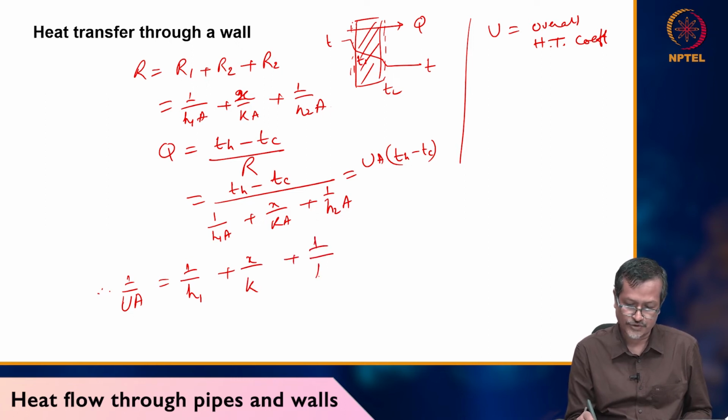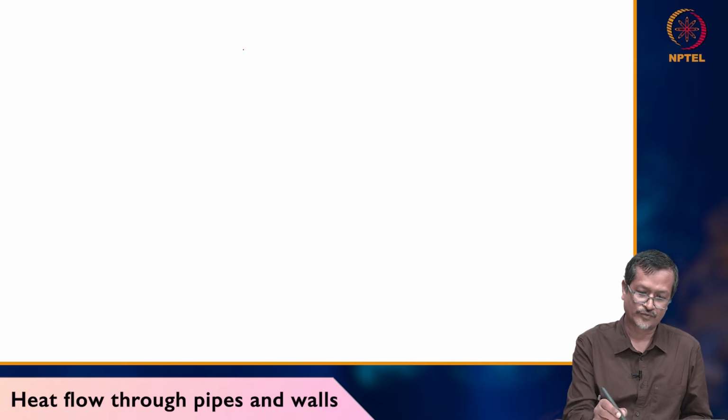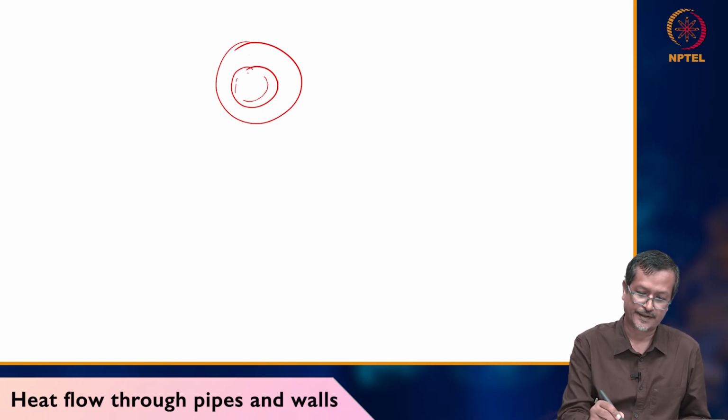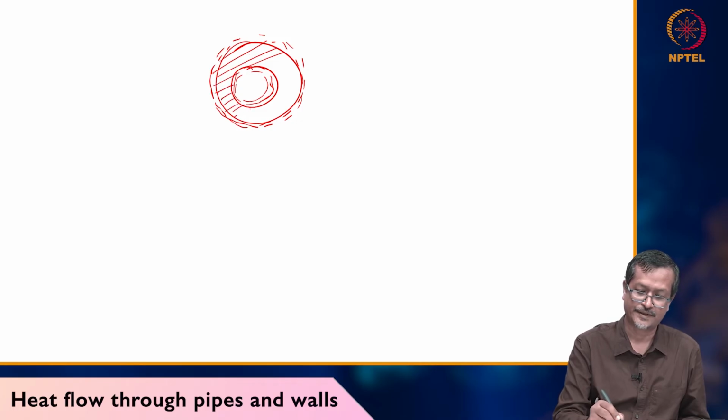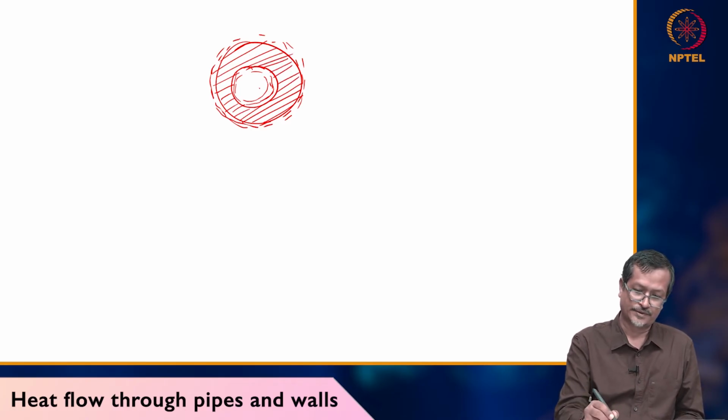1 by H2. So, hot fluid through a pipe. Now, I have one pipe. Again here an inner boundary layer is created and outside also one boundary layer is created. Okay, and this is my pipe. I am shading the pipe so that it will be clear. Now small r, capital R1, R2.